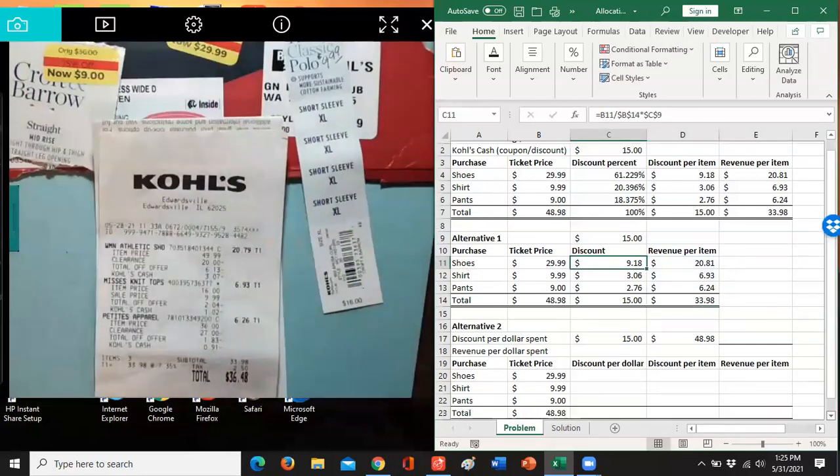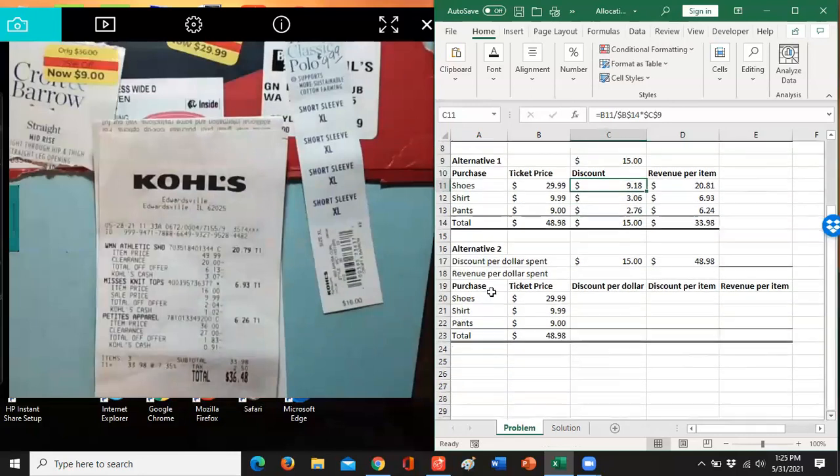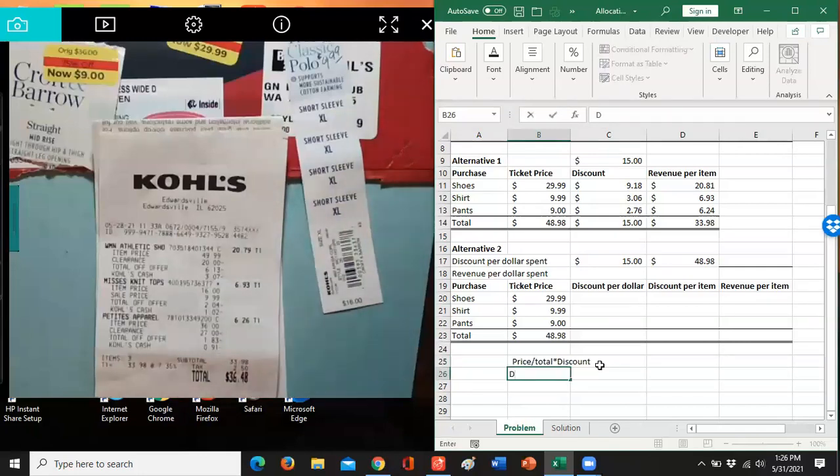One last way to do it, which is what we'll do for a lot of things in managerial accounting especially, is instead of figuring out your percentage, we look for the discount per dollar spent. You take the ticket price, we divided it by the total, and we multiplied that times the discount. You can move these around, and we could take the discount divided by the total and take that times the price. You get exactly the same thing.